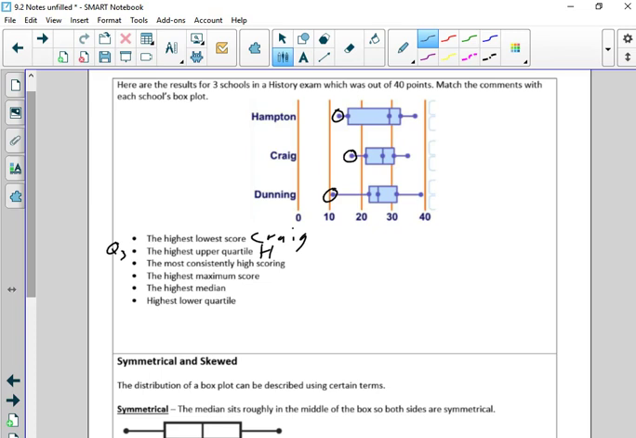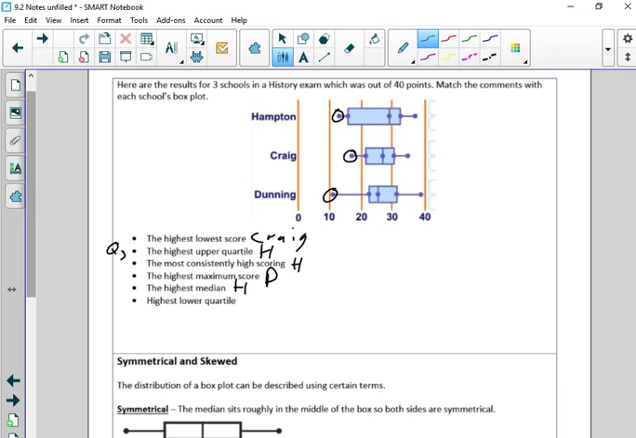Which one had the most consistently high scoring? Hampton. Great. That was smaller. They had the highest maximum. Right. The next one, this is Dunning. The highest median, that's that middle line. That's Hampton.